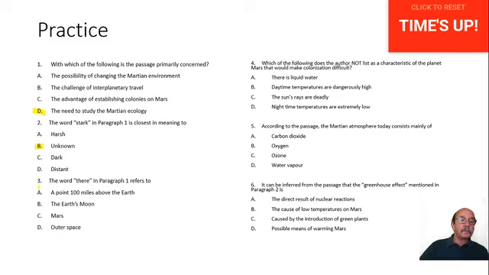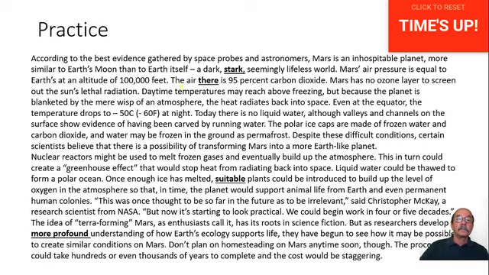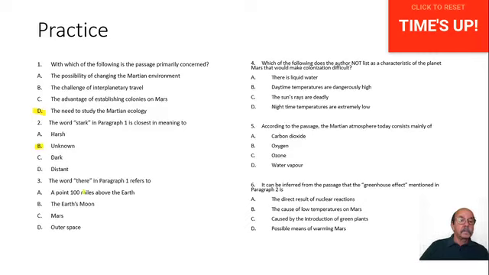Okay. Question number 3 says the word there in paragraph 1 refers to. So let's have a look at this. Here. Mars's air pressure is equal to Earth's at an altitude of 100,000 feet. The air there is 95% carbon dioxide. So what does the word there in paragraph 1 refer to? Obviously it refers to Mars.